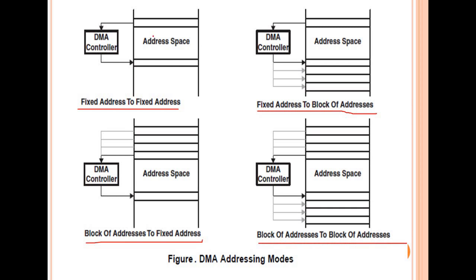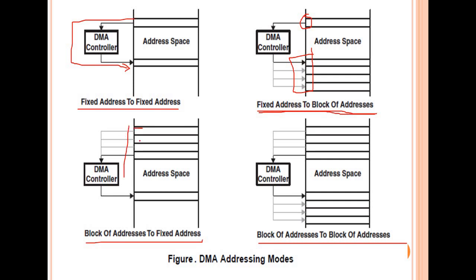See here, fixed address to fixed address. In fixed address to fixed address addressing mode, the DMA controller will transfer the data from a fixed address location to another fixed address location, to a single address location. The second one is fixed address to block of addresses. In this addressing mode, the DMA controller will transfer the data from a fixed address location to a block of addresses, to different address locations.